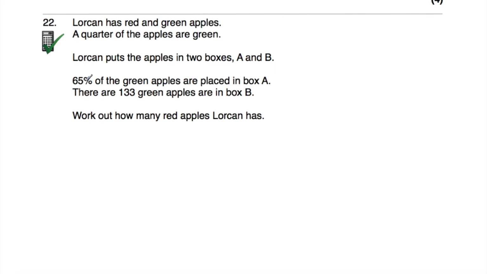So in other words, if 65% of the green apples are placed in box A, the rest of them, this 133 of them, is equal to 35%. So if we want to find 35% of the green apples, we would have taken the number of green apples and times it by 0.35, and that would have given us 133. So if we take the 133 and divide that by 0.35, that'll tell us how many green apples there are. So 133 divided by 0.35 is equal to 380. So there's 380 green apples.